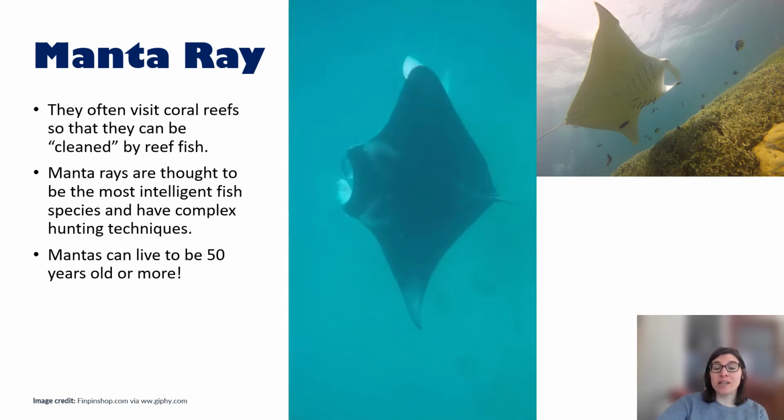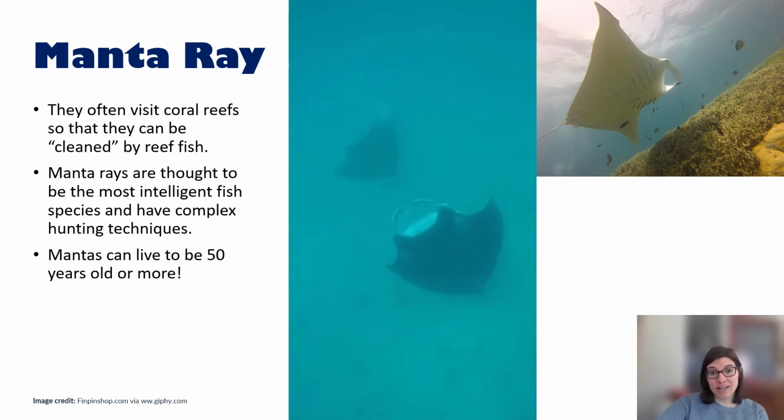Manta rays are thought to be the most intelligent fish species in the world. They have very complicated hunting techniques and a very large brain to body ratio. Manta rays can live to be 50 years or maybe even a lot more. So really they're very impressive animals with long lifespans, and they're ones that we should really try to protect.